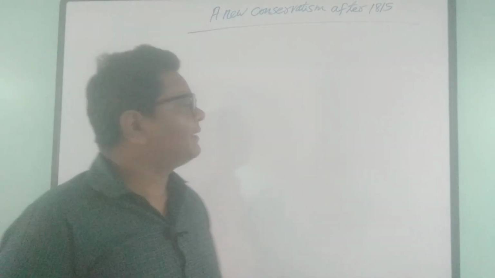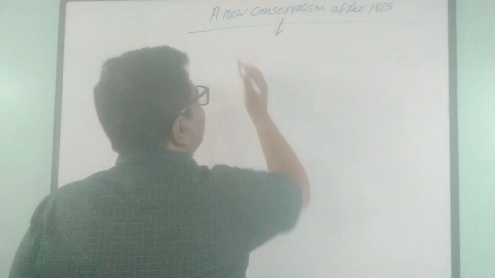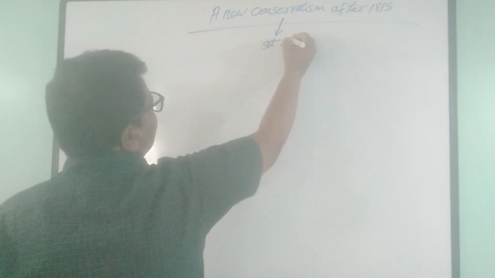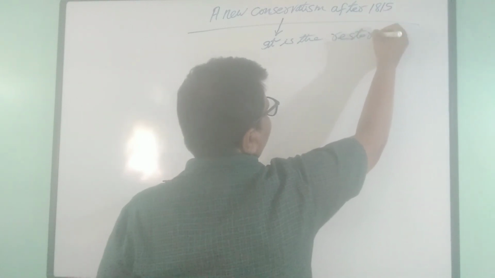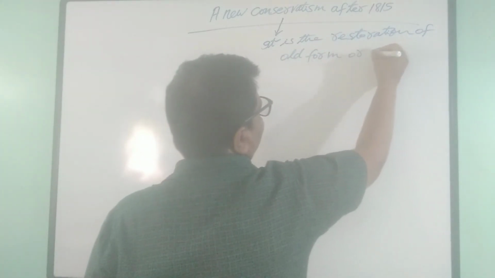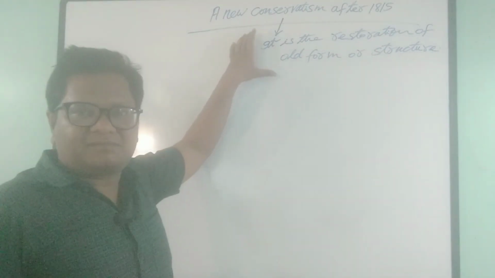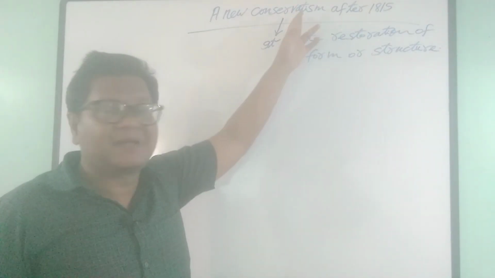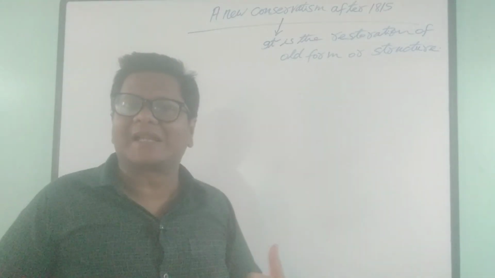Now focusing our discussion on today's topic, a new conservatism after 1850. What does conservatism mean? Conservatism is the restoration of the old form or structure. So in terms of this topic, the government was to restore the old monarchical system.